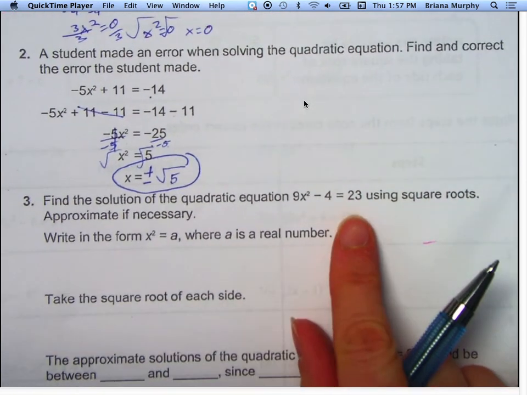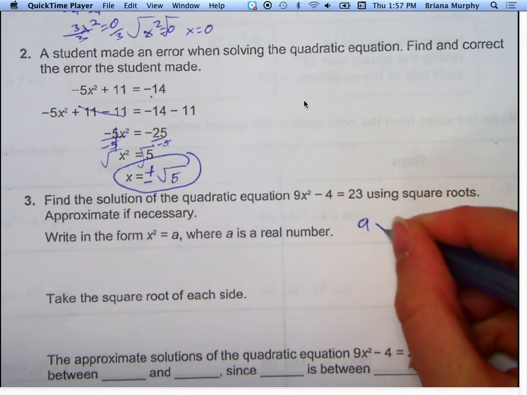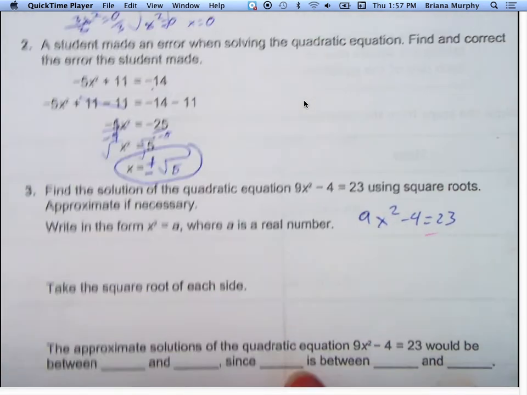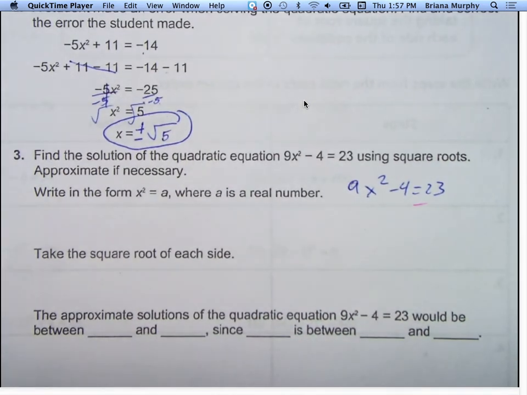We're going to solve this problem right here. 9x squared minus 4 equals 23. So you guys try it on your own for just a minute.